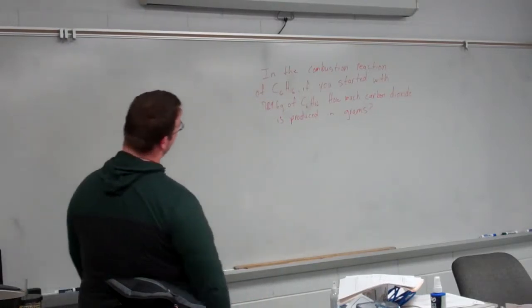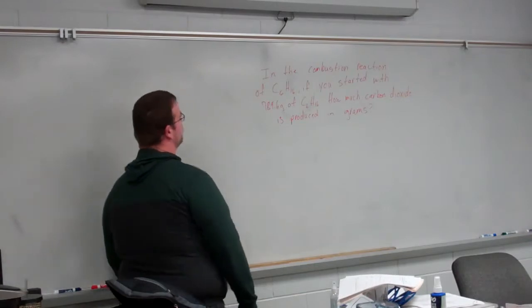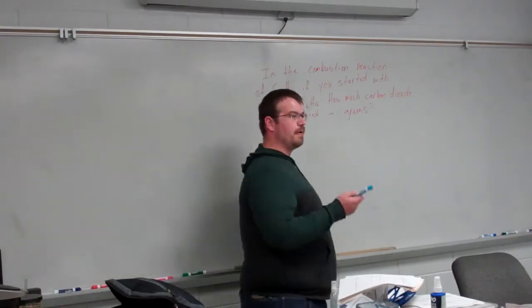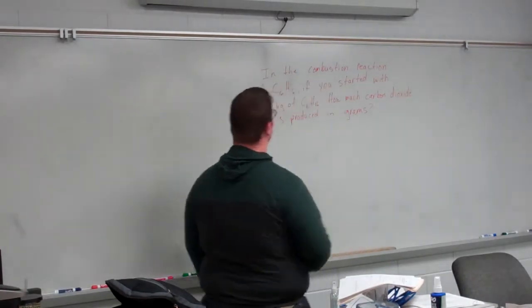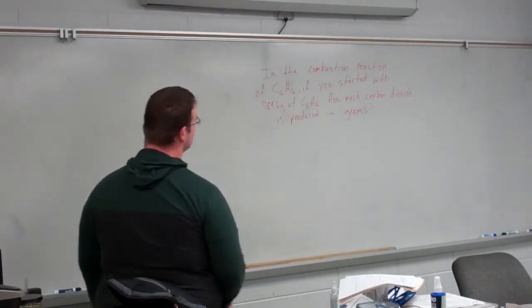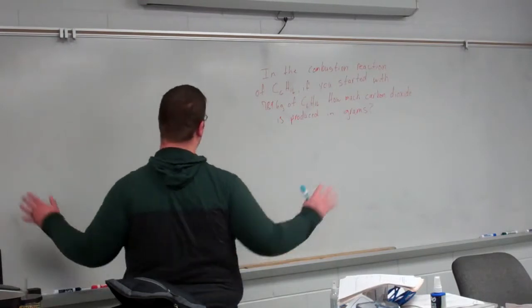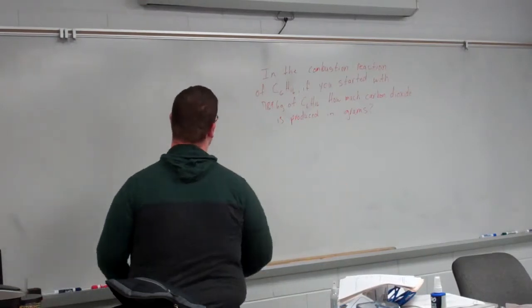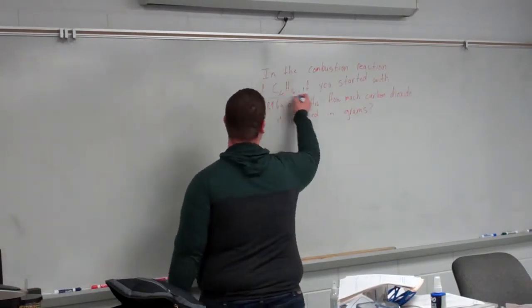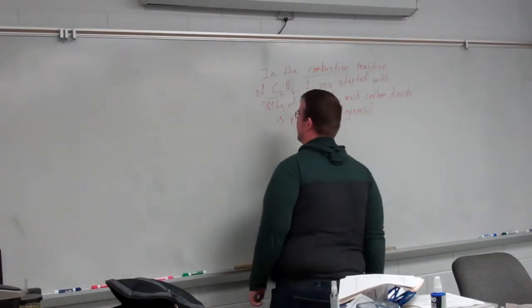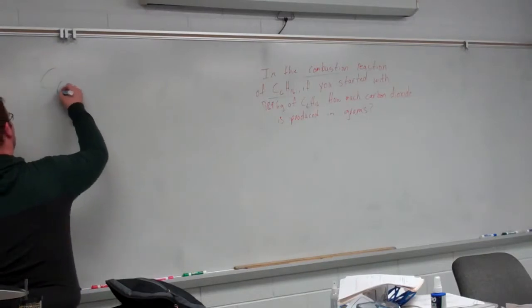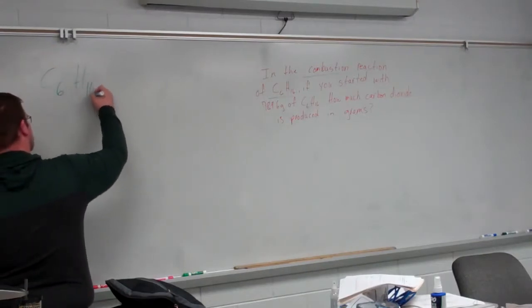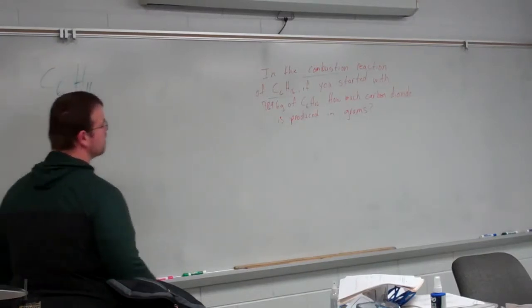So first thing you got to do is find out what you're starting with. So the first thing is, before you can move anywhere past this, you have to get a chemical equation. So in this case, in the combustion reaction of C6H16, if you started with, I don't need to go any further than that. I'm starting with C6H16, and it's a combustion reaction. So in this case, I have C6H16, and it's a combustion reaction.